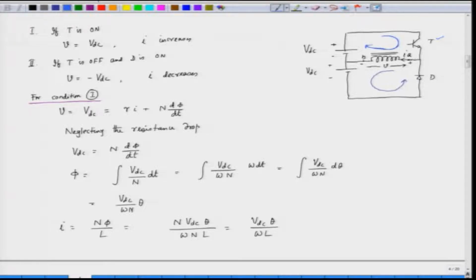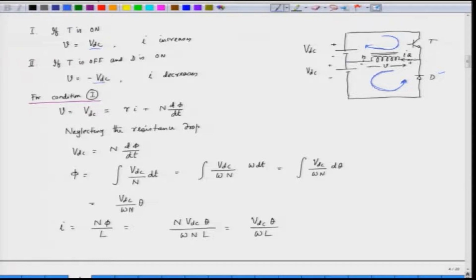So, the voltage here is positive, V is positive, this is plus VDC, and when T is switched off and the diode conducts, the current will continue to flow in this direction. And hence the voltage VDC, which is the other side, we have a center tapped connection here. So, the voltage V will be minus VDC. So, this is what we have.